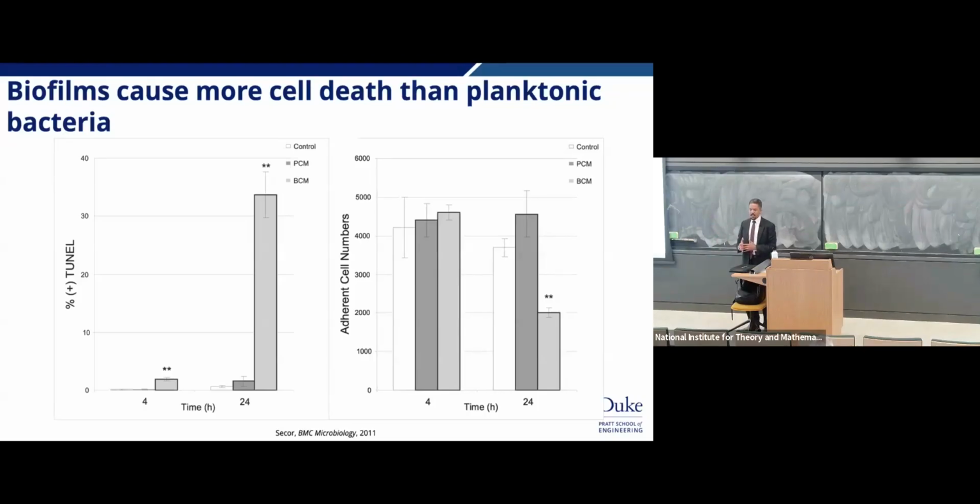The TUNEL assay shows how far along your cells are toward dying, right? So the increasing probability that your mammalian cells might die. And the higher that is, the closer to death those mammalian cells are. And what you see here is the planktonic cell media, so media from surrounding planktonic growing bacteria, versus biofilm cell media shown in a lighter gray.